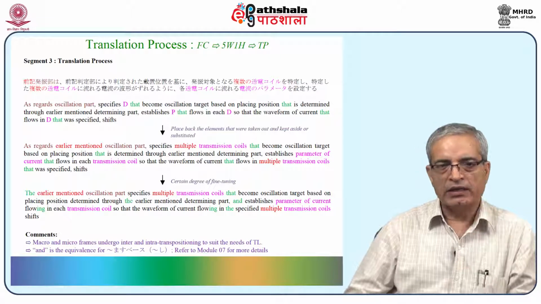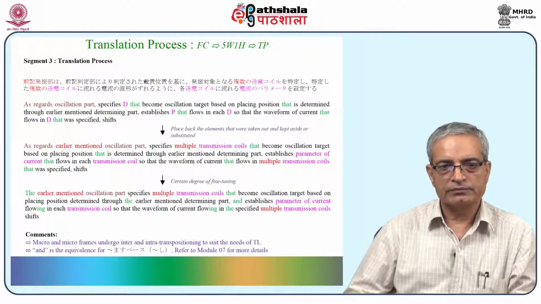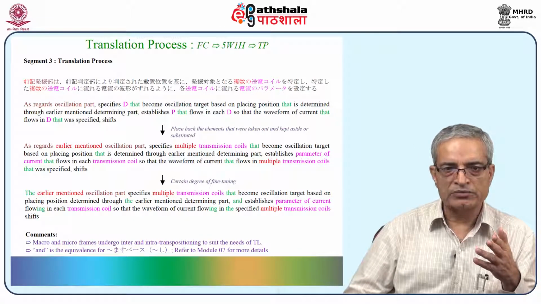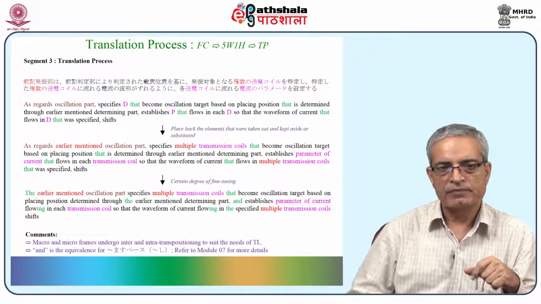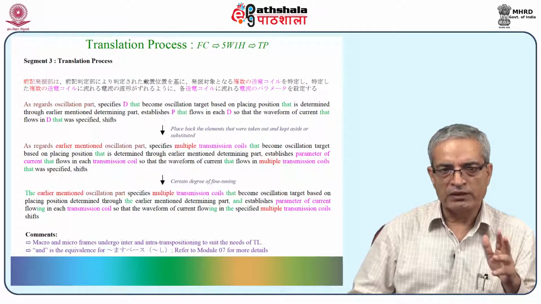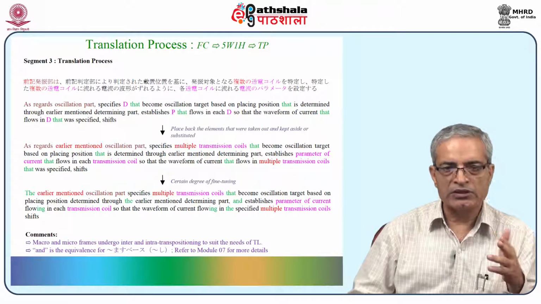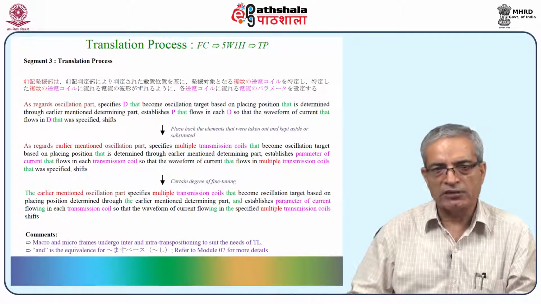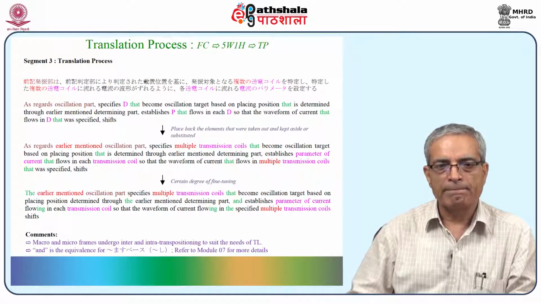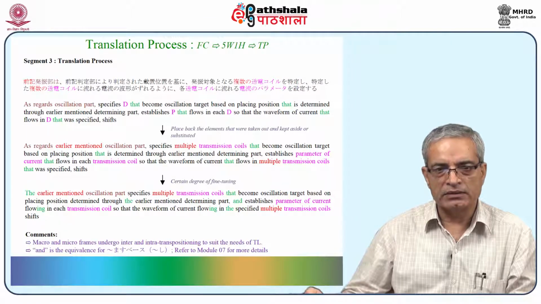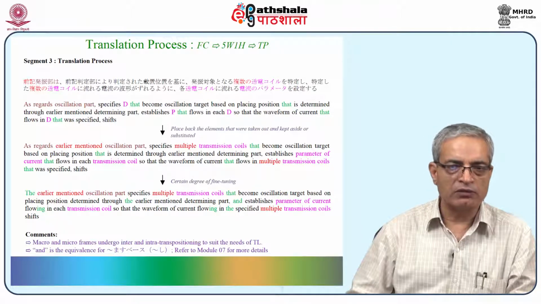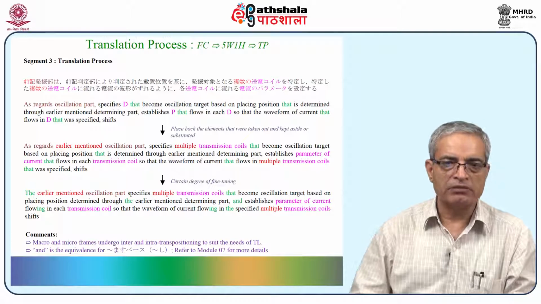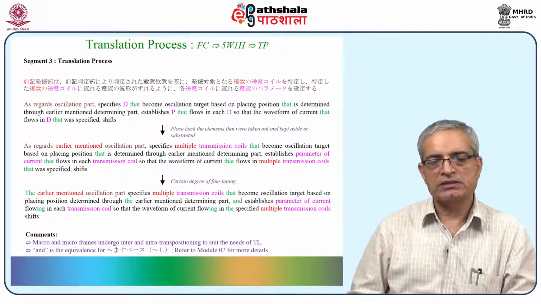Let's place back the elements which were taken aside. This is how it comes. Earlier mentioned comes in, multiple comes in, and multiple comes in at two places. Some amount of fine tuning. The earlier mentioned, the is added here, then multiple transmission coils that become oscillation. So that is added here. Then and is added in the second line. Then current flowing in the specified multiple transmission coils shifts.